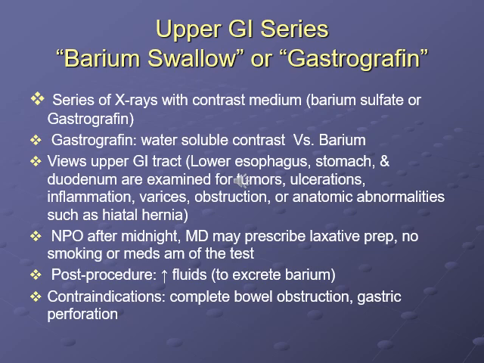We're viewing the upper GI tract with an upper series or a barium swallow, so you'll see the esophagus, stomach, and then that first part of the duodenum is what they're looking at, so they can see tumors, ulcerations, varices, and any structural abnormalities such as hernias, all in that location.